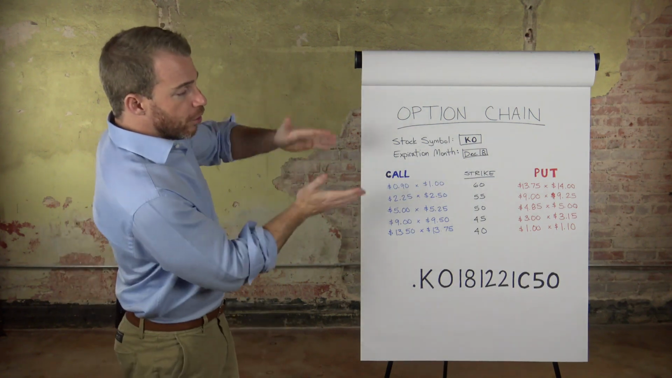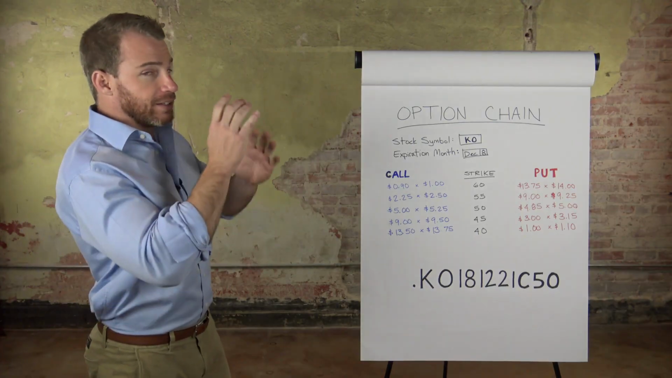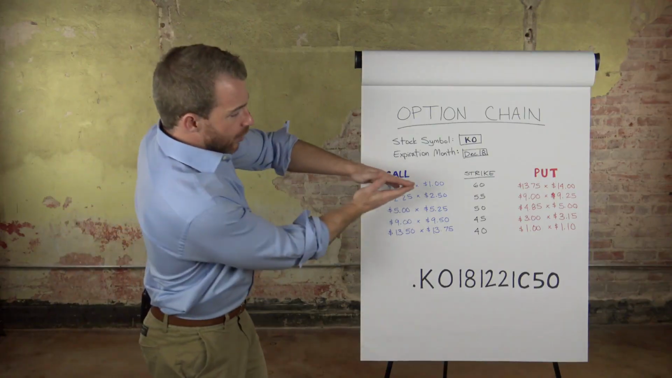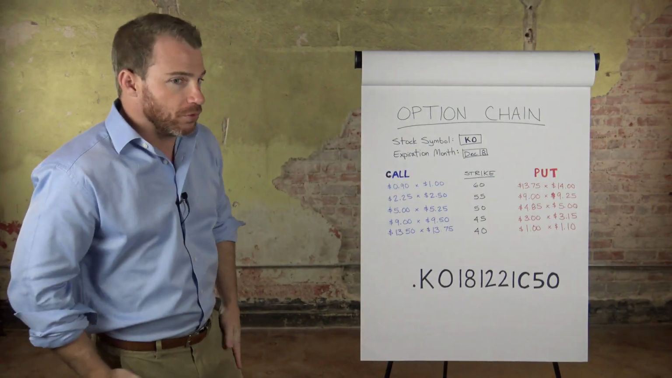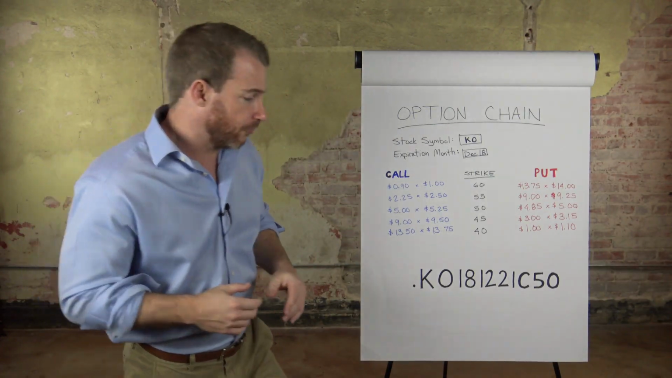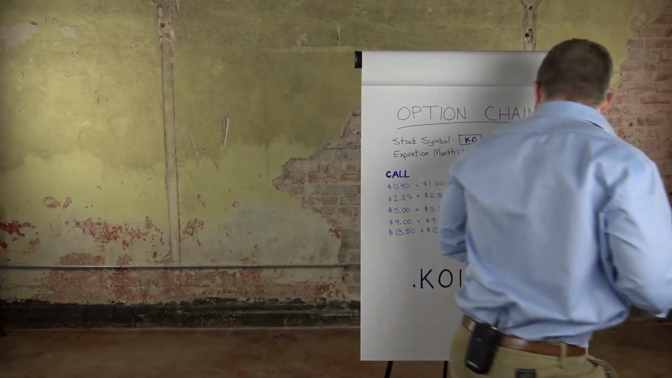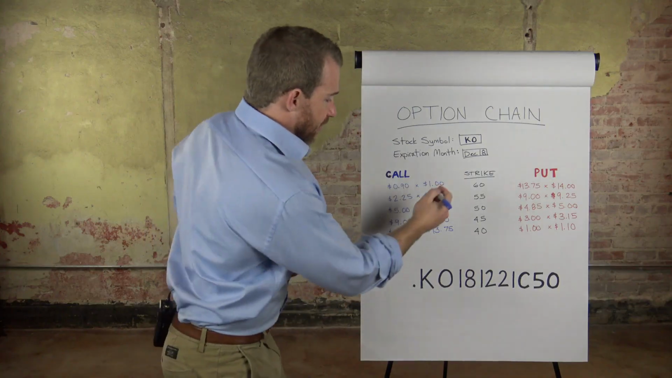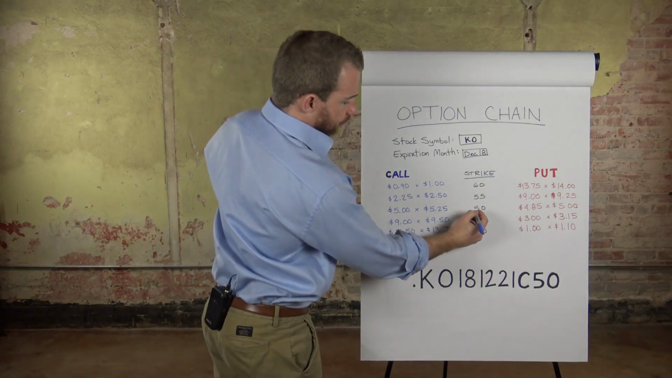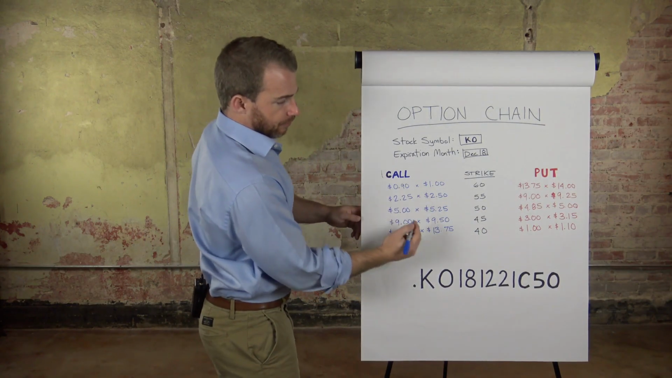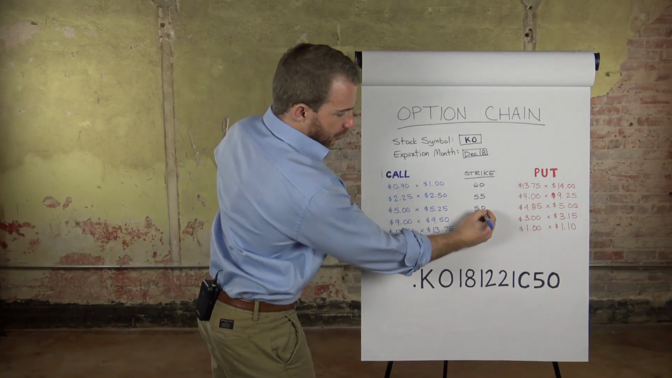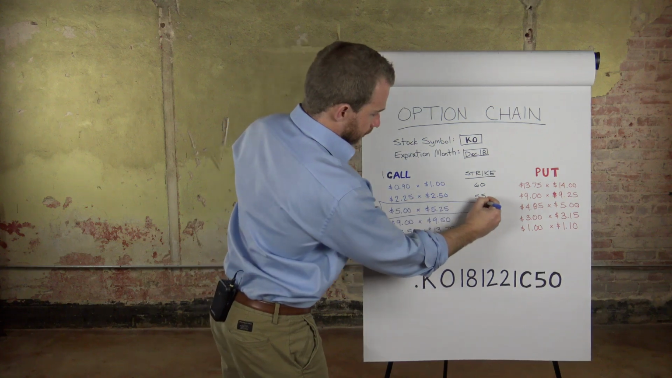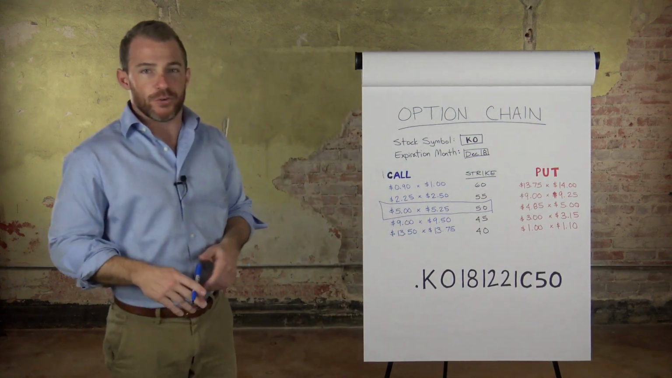So when you go to this in your brokerage account, just click the option page, enter your stock, choose the expiration month, and all this will auto-populate. So in our case, we were looking at the $50 call. Calls are over here on the left. We want the $50 one, and that's that one right there.